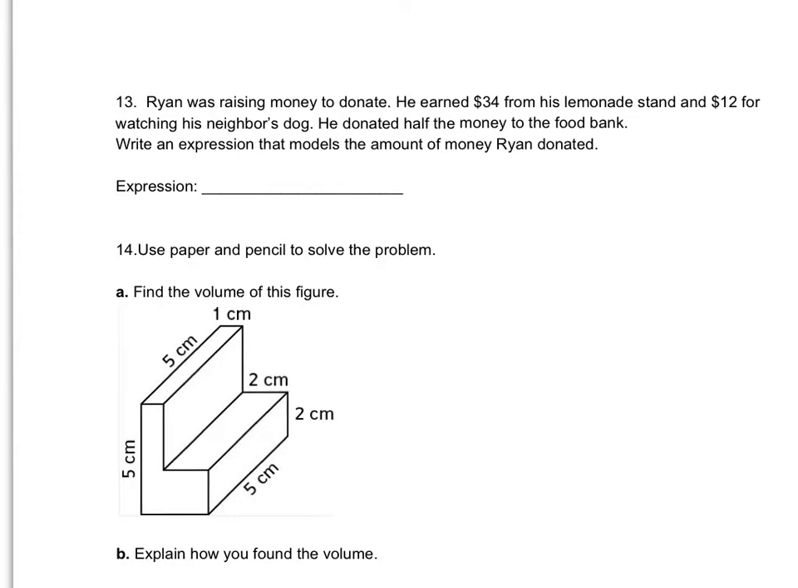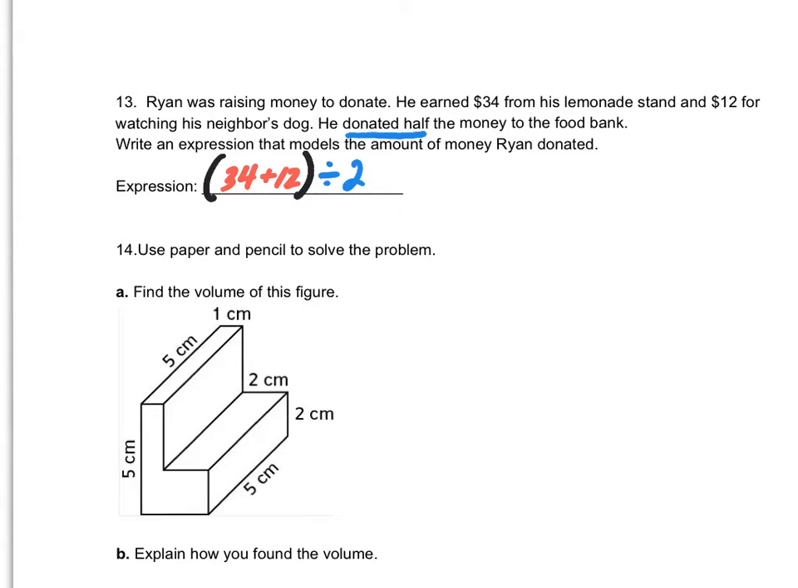So it starts by, we look at the money that he earned, which was 34 plus 12 from the lemonade stand. So we must add that up, because the next part says he donated half. So what we need to do is be careful with this. We are going to divide it by 2. That way we can split it up into 2 equal groups. So we could do 34 plus 12. We put that in parentheses and divide it by 2.